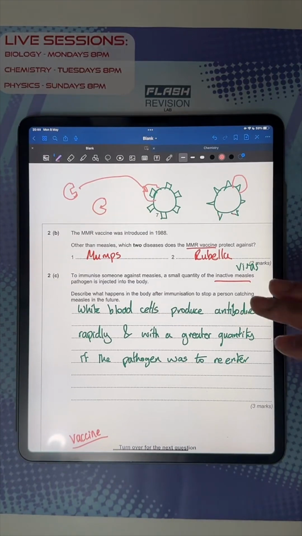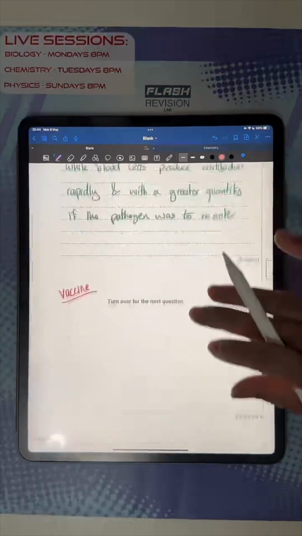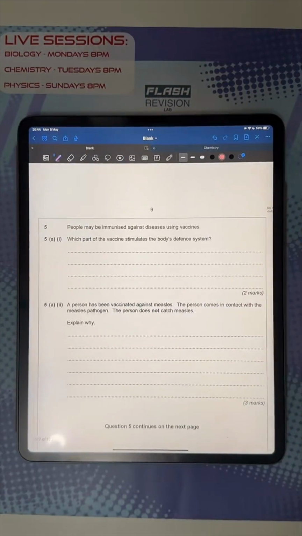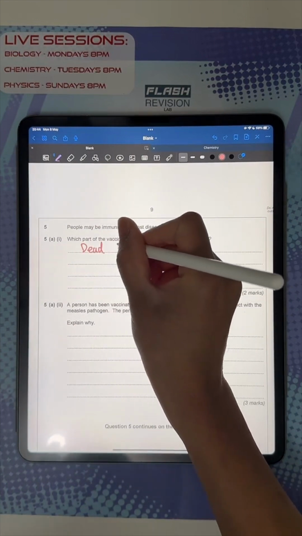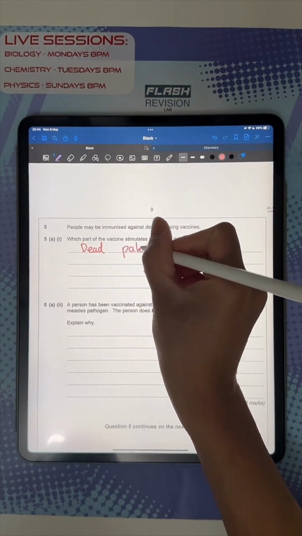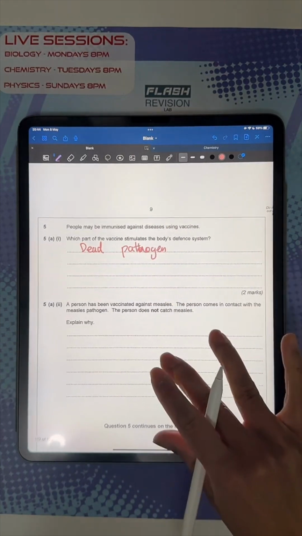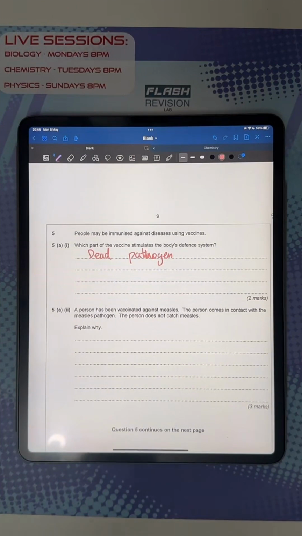So these questions are AQA paper 1. Next question. People may be immunized against diseases using vaccines. Which part of the vaccines stimulate the body's defense system? Exactly what we were talking about now. So it's just a dead or inactive pathogen. This one's quite an old question. I don't think you'd get 2 marks for something like this anymore. Dead pathogen. You get 1 mark for dead, 1 mark for pathogen.